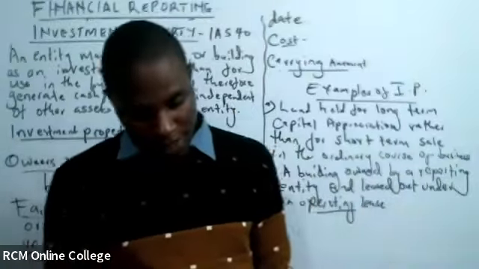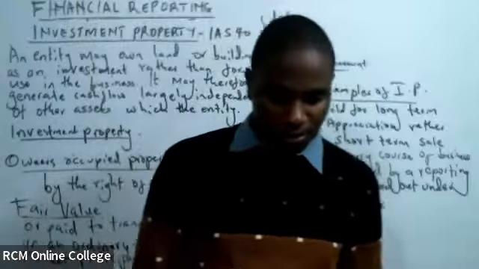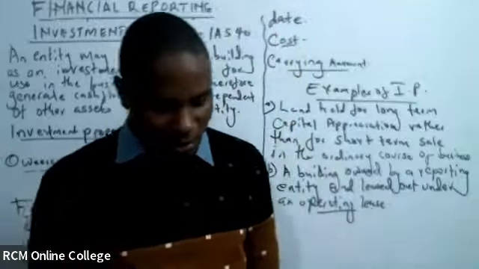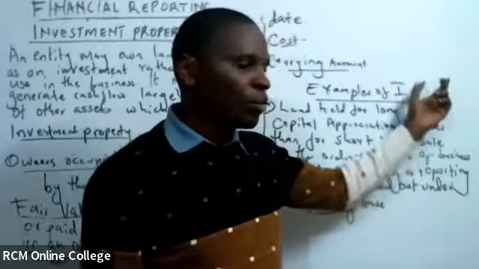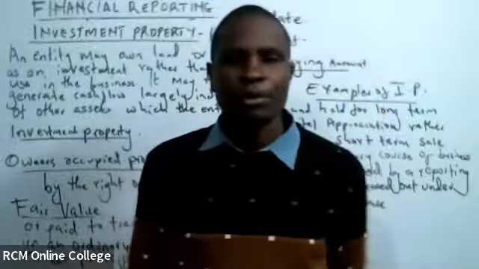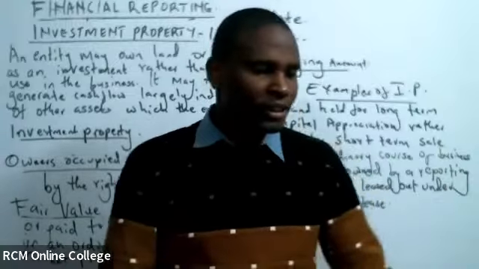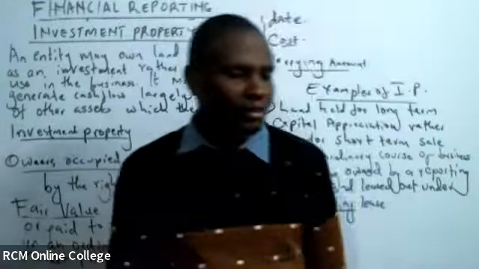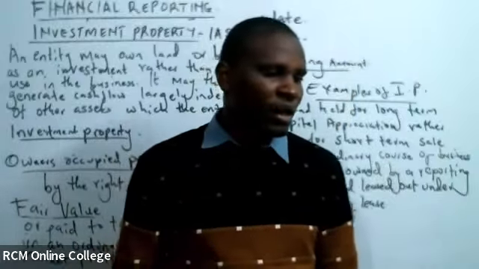The next one, part C, is a building held by a parent company and leased to a subsidiary. That will also be part of investment property. So if a parent company owns a certain building and leases it to the subsidiary company, that building will be an investment property.